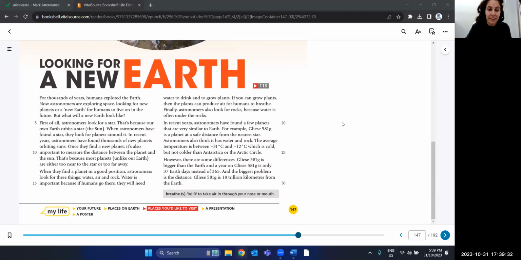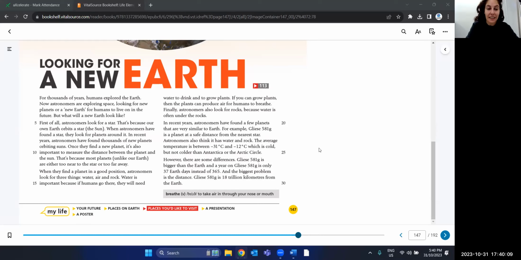Once they find a new planet, it's also important to measure the distance between the planet and the sun. That's because most planets, unlike our Earth, are either too near to the star or too far away.